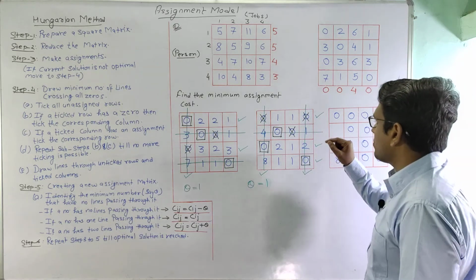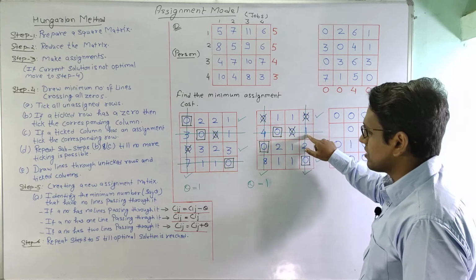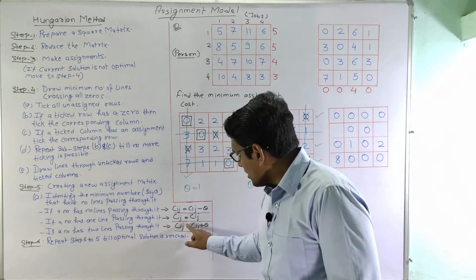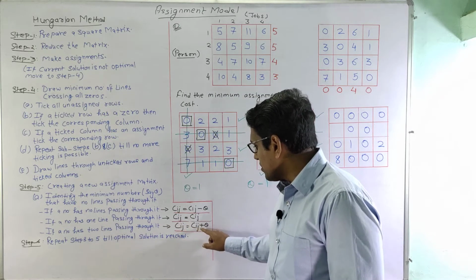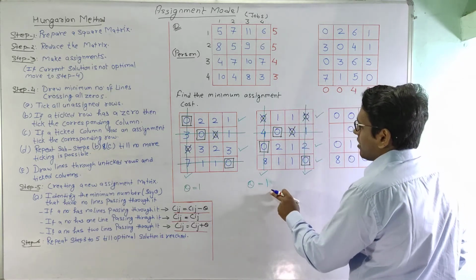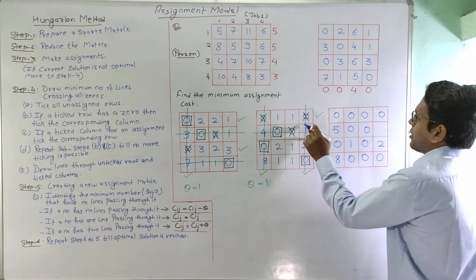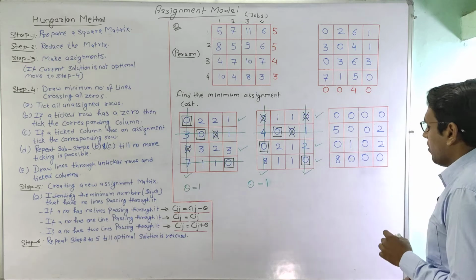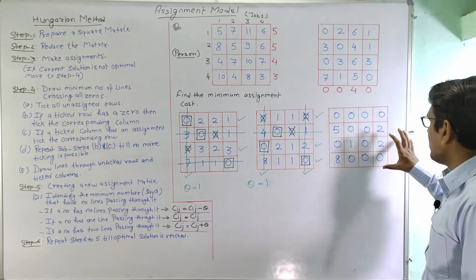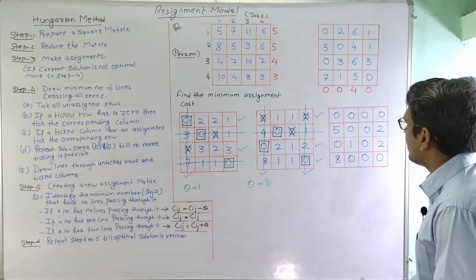And now we need to see the cells where 2 lines are passing. These are the 2 cells where 2 lines are passing. If a number has 2 lines passing through it, then the new Cij will be equal to the old Cij plus theta. So we are going to add theta for these values. This will become 4 plus 1, 5, and this will become 1 plus 1, 2. Now we are able to form a new matrix, and we will try to assign here again as we have done in the previous 2 matrices.